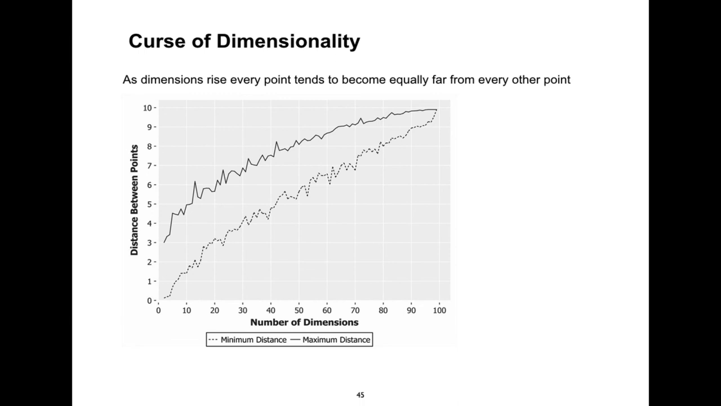As dimension gets higher and higher, this is an experiment where they created random points in space in different dimensions and then computed the average distance between points, the minimum distance, and the maximum distance. And as you get more and more dimensions, they sort of converge, and so it's like they're all about the same.